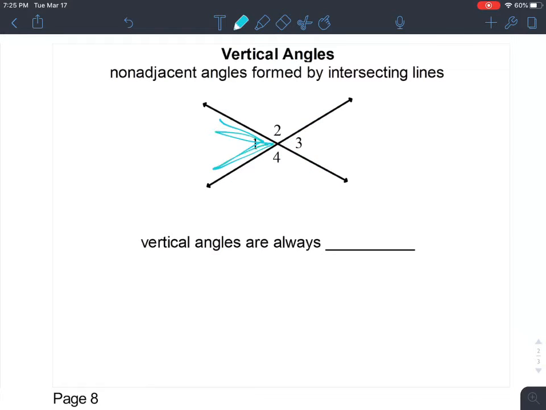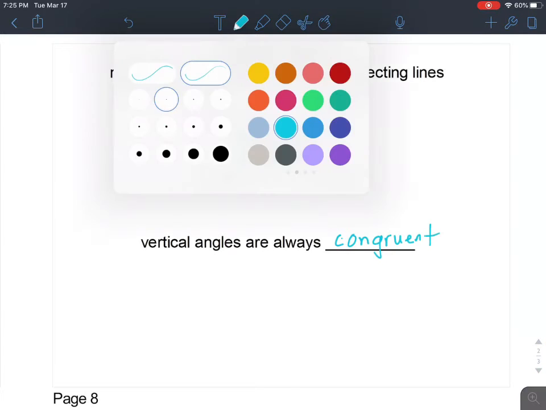Likewise, if I were to go to angle 1 and do that, and then if I go to angle 3, we get the same thing. So down below, vertical angles are always blank. Well, what does it appear that angle 1 and angle 3 have in common? Hopefully you recognize these are congruent. They are the same measure.